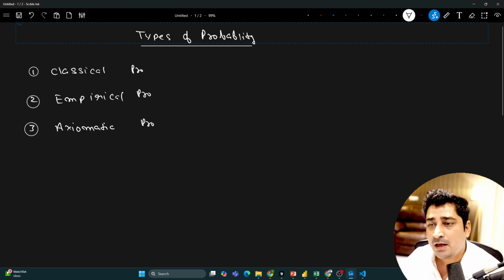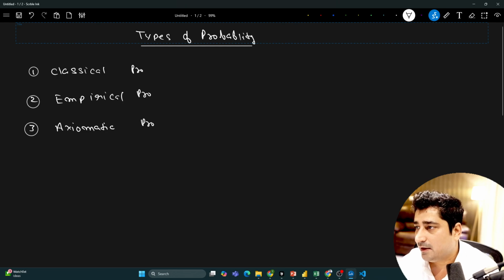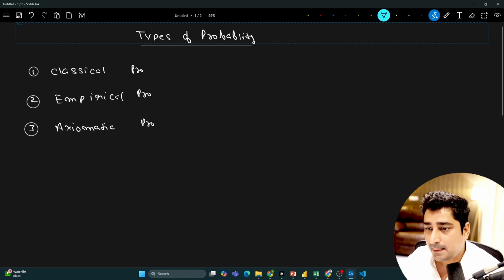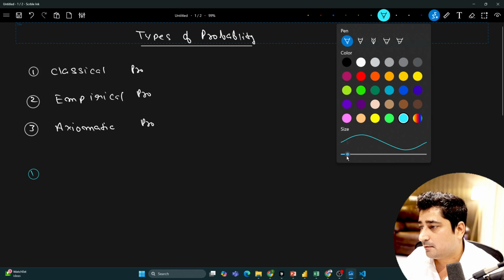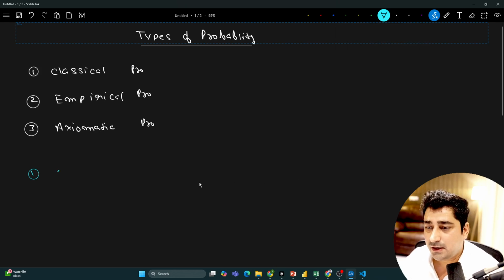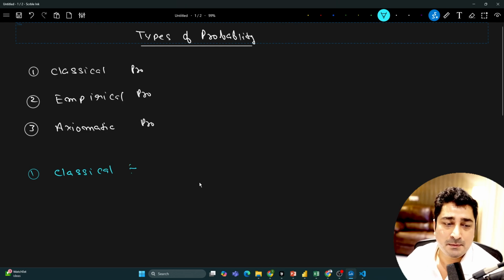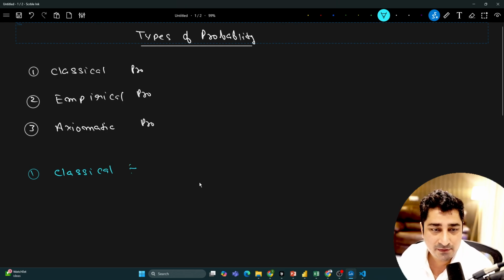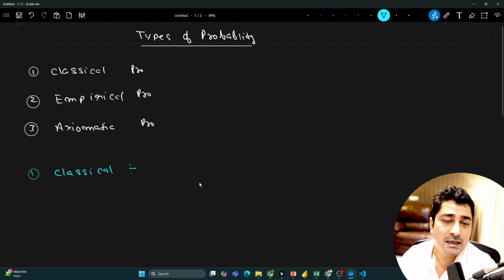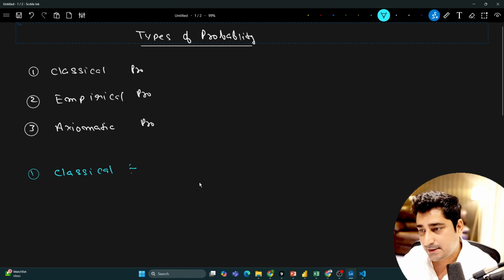So here, let me take the very first example. Let's suppose I'm talking about classical probability. Let me increase the width of my pen. What kind of probability is called classical probability, by the way? Classical probability is also called theoretical probability. Basically, classical probability is used when all the outcomes are known and equally likely. I have already written the formula in my previous lecture, but let me write it down again.